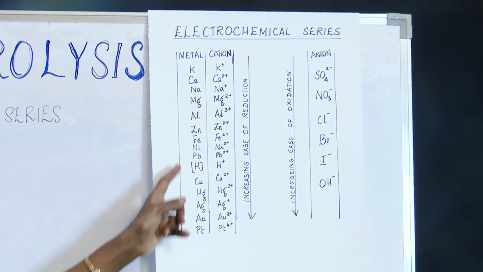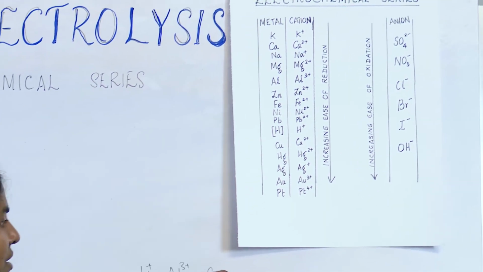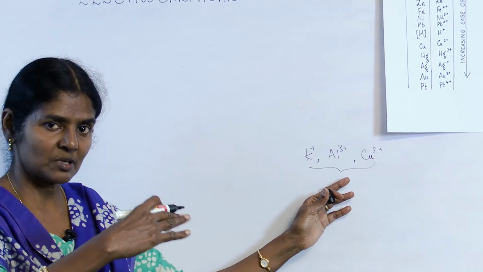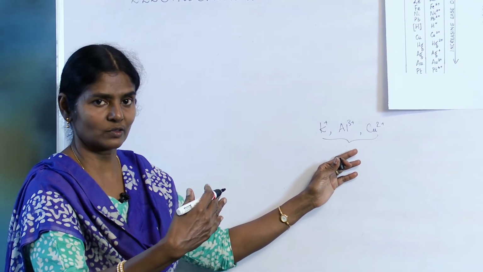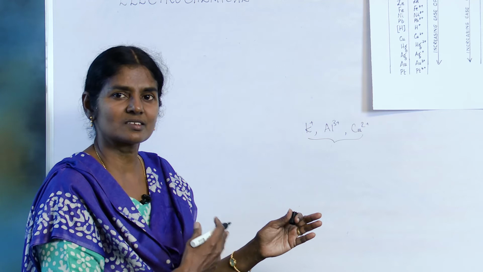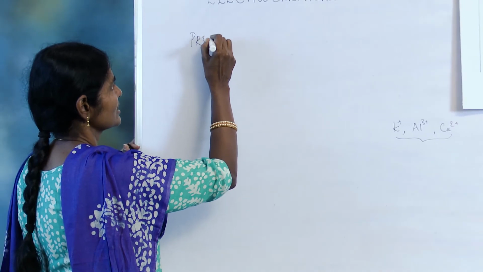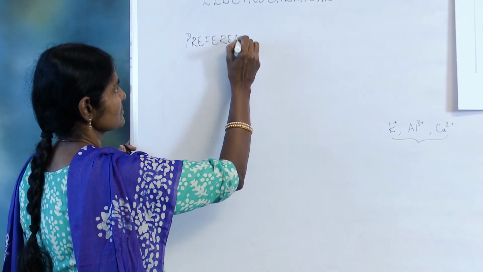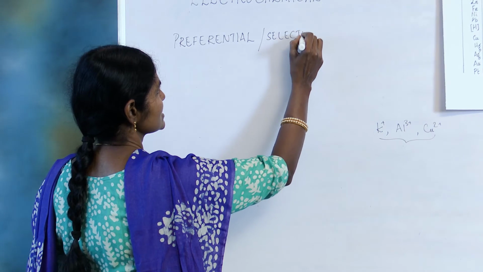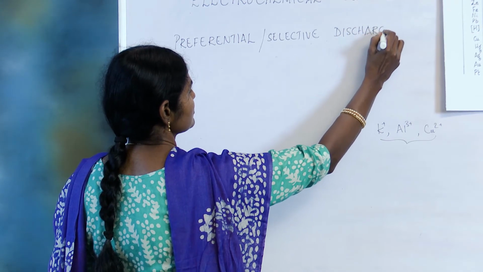So for example, if you have a mixture of potassium ions, aluminium ions, and copper ions, they will all move towards the cathode, remember these are cations. Now it's like a running race, all three are going there, but which one is going to be discharged? That is called preferential discharge or selective discharge of ions. There may be many ions, but we need to know which one will be discharged. And we have some factors based on which they will be discharged.